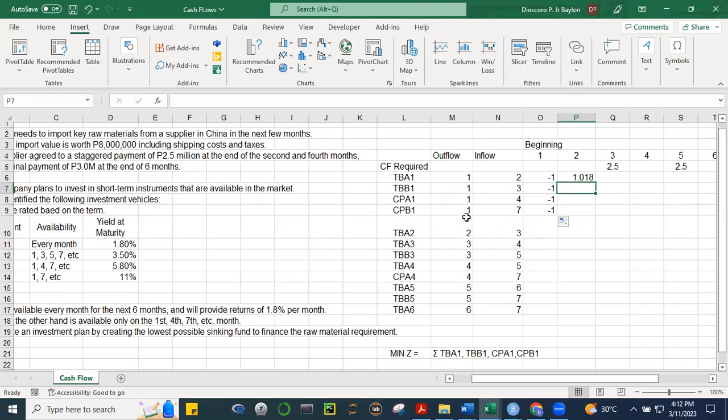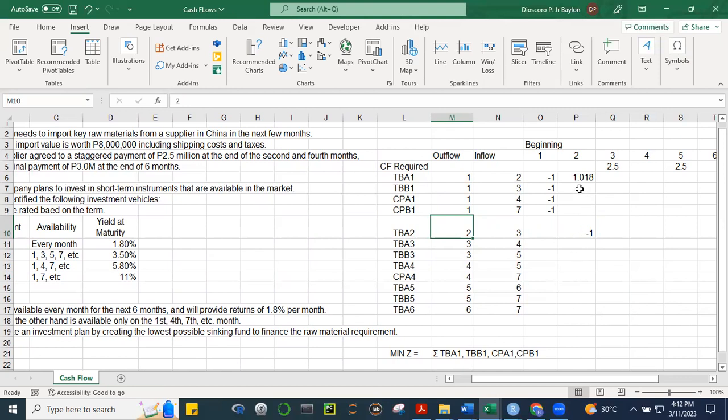So you look at the outflows and the inflows. For example, TBA2 is an outflow for month 2. Therefore, for month 2, this will be -1, right? You agree, class? TBA2 will have a factor of -1 on month 2. Why? Because TBA2 will be invested in month 2, so money will go out on month 2. It will be placed on that instrument. Correct, class?